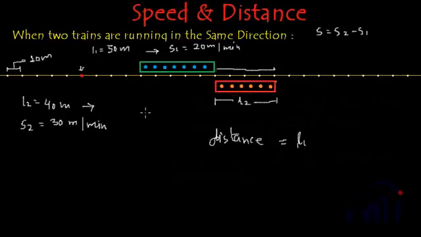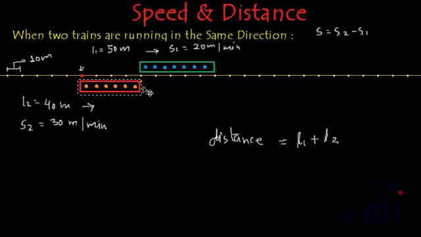So what is the total distance traveled? For the front end of the red train to reach the front end of the green train, it is traveling a length equal to the green train, which is L1. And now in order to overtake the train completely, it has to travel an additional distance equal to its own length, which is L2, right? So the total distance traveled will be L1 plus L2. Let's see it once again.